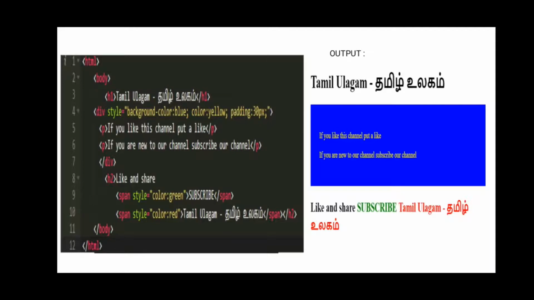The h2 tag is smaller than the h1 tag while printing the letters. In the h2 tag we print like and share in a simple way, and we use the style as green color for subscribe and red color for Tamil Ulagam. Left side is the input and right side is the output.